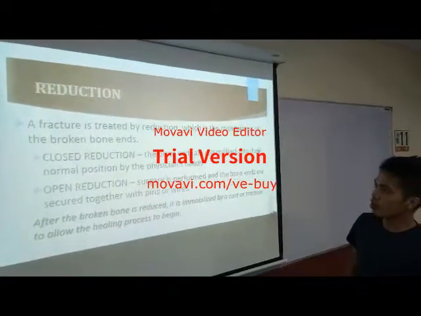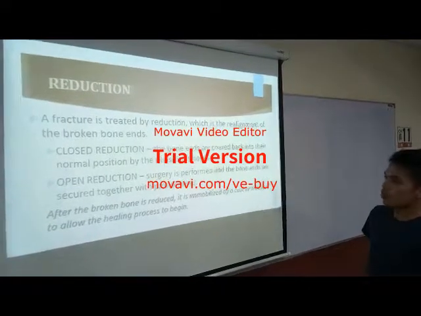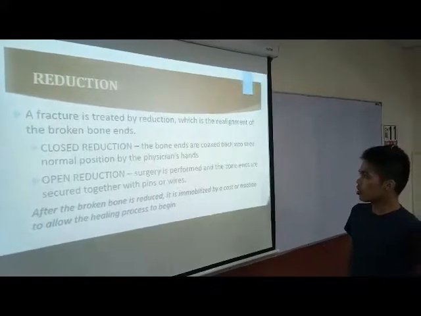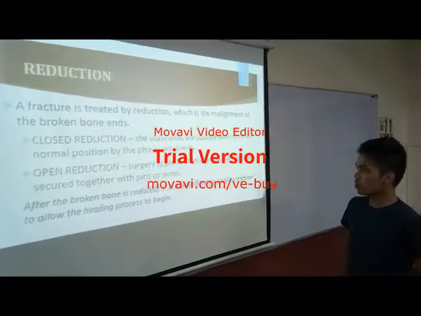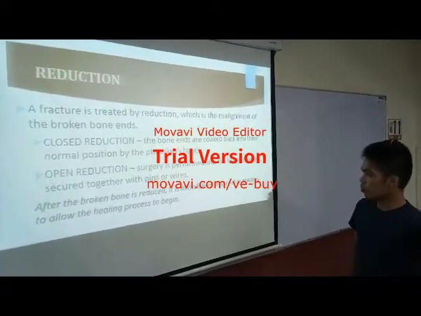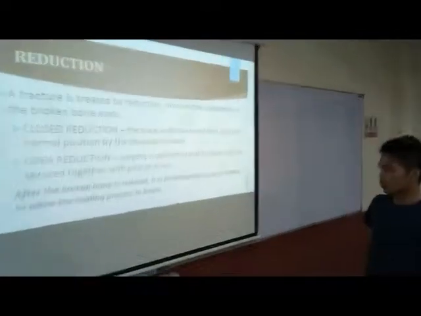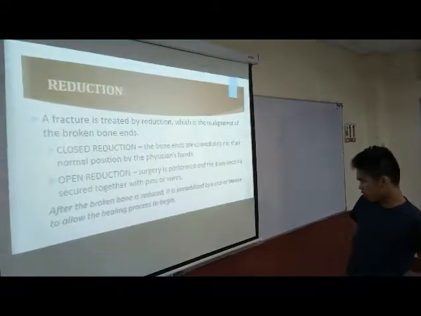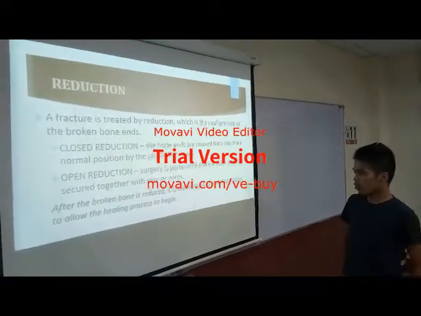Reduction. A fracture is treated by reduction, which is the realignment of the broken bone. In closed reduction, the bone ends are brought into their normal position by the physician. In open reduction, surgery is performed and the bone ends are secured together with pins or wires. After the broken bone is reduced, it is immobilized by cast or traction to allow the healing process to begin.